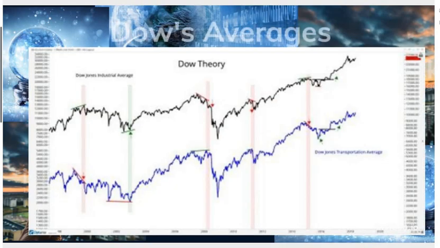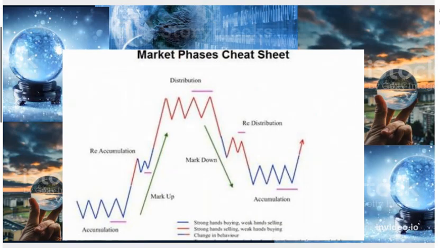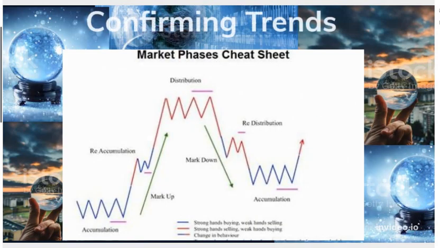Example 1. Dow's averages. Imagine these averages as snapshots of market health. When both the industrial and transportation averages are rising, it's like getting a green light, the treasure hunt might be easier. But if one's rising and the other's falling, it's like a yellow light, time to slow down and be cautious.